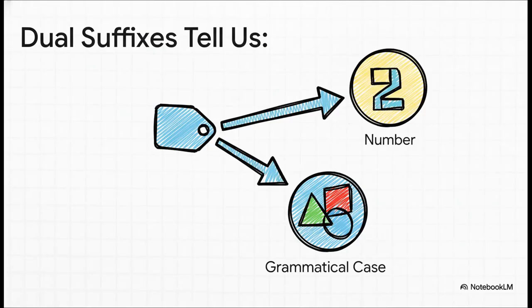So just think about how much work those little endings are doing. That tiny suffix, that ani or aini, tells you two huge things right away. One, the noun is dual, meaning there are exactly two of them. And two, you know its grammatical case, its job in the sentence. That is some serious efficiency.